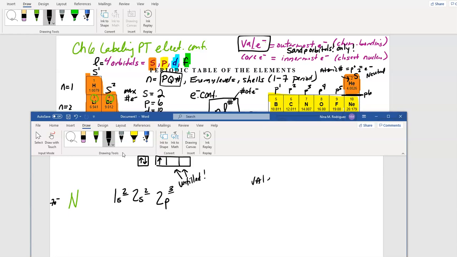How many valence electrons? I hope you're not thinking 3. Don't think 3. Which ones are the highest orbitals? The highest orbitals are those right there. Those with the highest principal quantum number, okay? It's the 2s and 2p. So you got 5 valence. How many core? Still only that one. That's your core. And there's 2. Okay? Now, how many are unpaired?